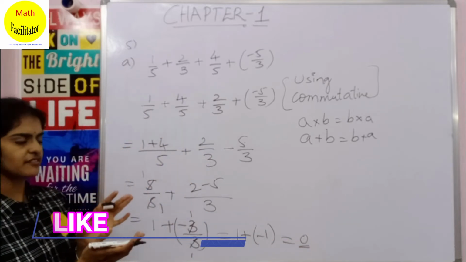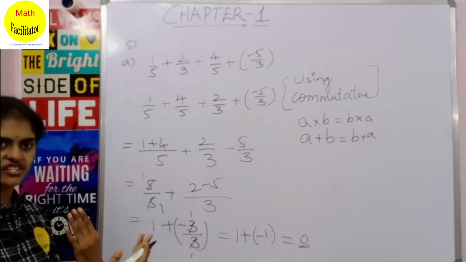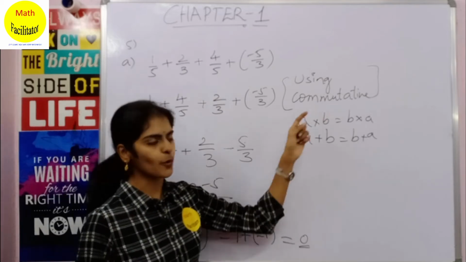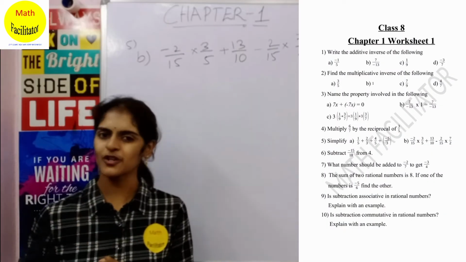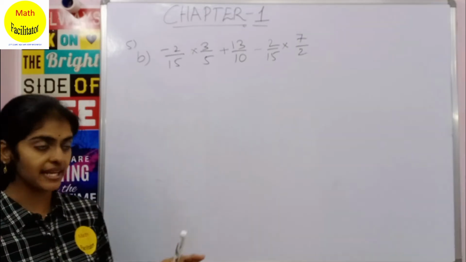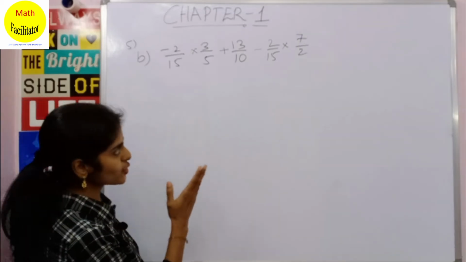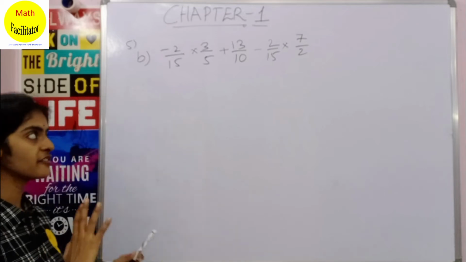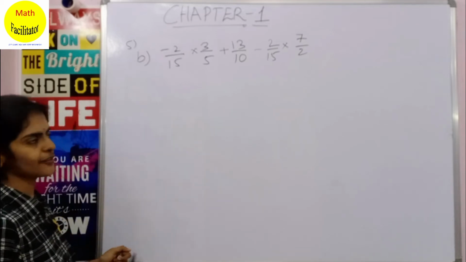So very easily we were able to do it by rearranging the terms using which property? The commutative property. Now let us move on to the next sum. It is minus 2 by 15 into 3 by 5 plus 13 by 10 minus 2 by 15 into 7 by 2. So you have to simplify this. So how do you do this?